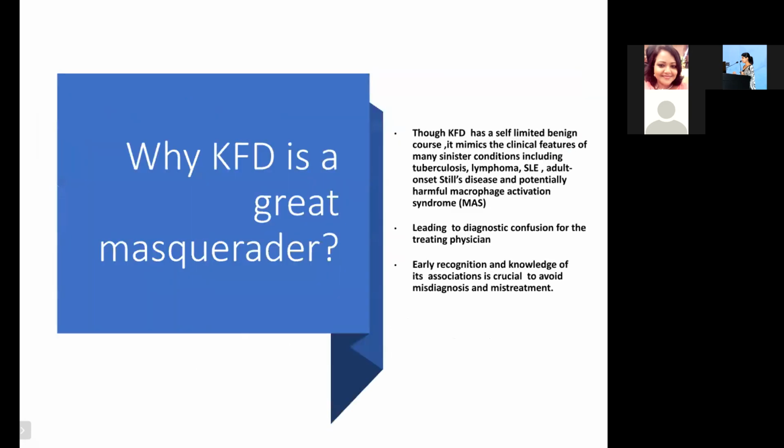So why is Kikuchi's disease a great masquerader? Though Kikuchi disease has a self-limiting benign course, it mimics the clinical features of many sinister conditions, including tuberculosis, lymphoma, SLE, Still's disease, and macrophage activation syndrome. This can lead to diagnostic confusion for the treating physician. Early recognition and knowledge of its association is crucial to avoid misdiagnosis and mistreatment.